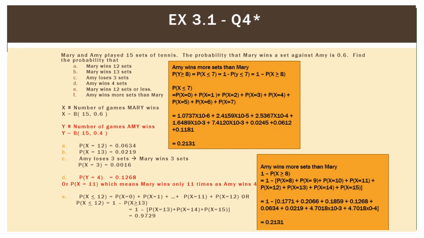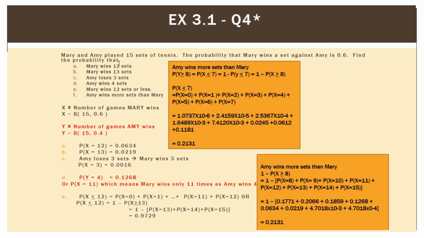Okay, so let's look at exercise 3.1. Mary and Amy played 15 sets of tennis. So what does 15 sets mean? N is equal to 15. The probability that Mary wins against Amy, meaning Mary winning, is 0.6.